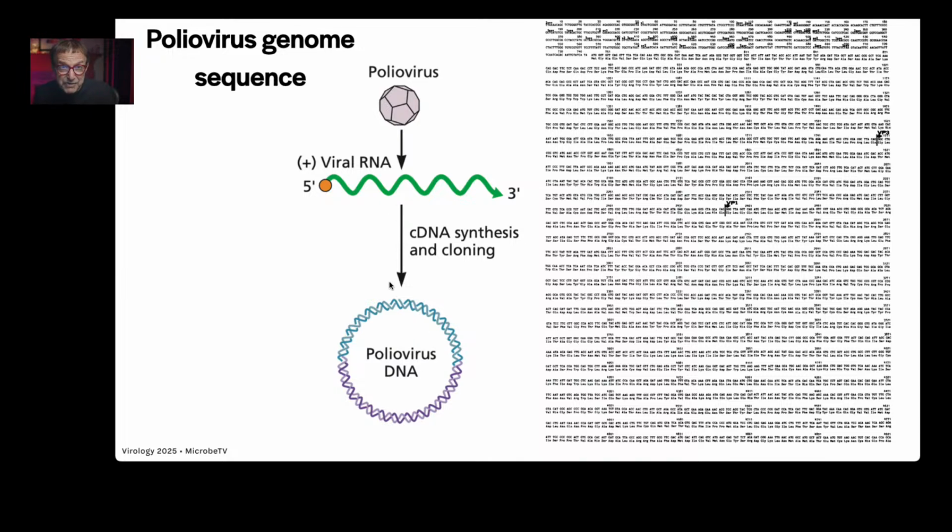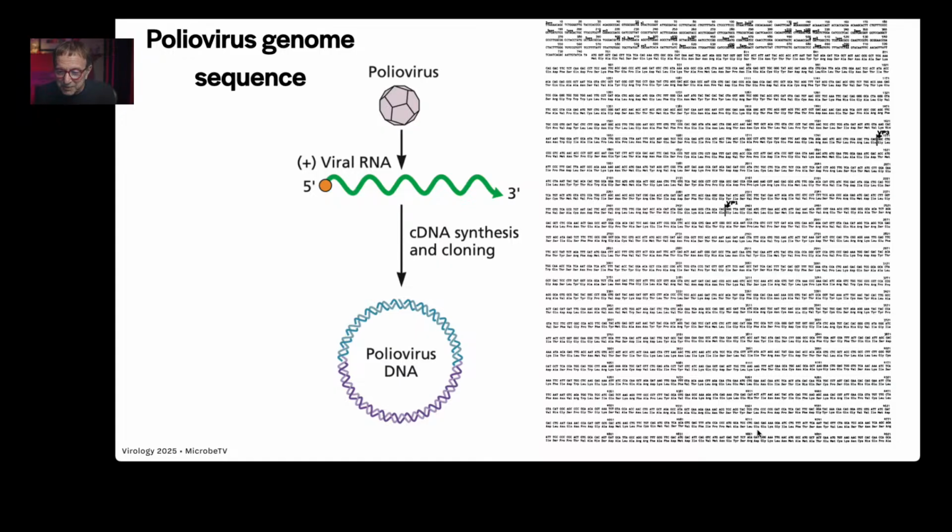And so I had to convert the RNA to DNA. Obviously, if you want to sequence a DNA virus, you don't need that step. But for RNA viruses, you use reverse transcriptase to convert the RNA to DNA. Okay? And this is what I published, on the right.